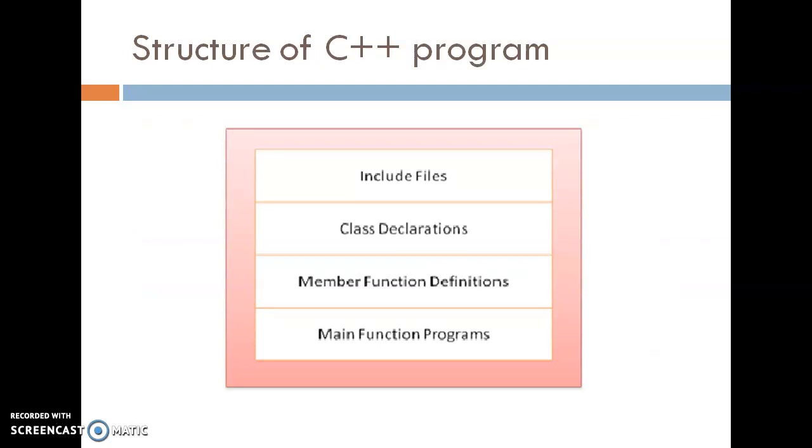Structure of C++ program. So first is the include files. It is used to access the library functions which are defined inside the header file, such as iostream.h, conio.h, stdlib.h. So whatever functions we want to use, we must access the header file of that particular library. So in this first portion, we have to include the header files of that particular library function.